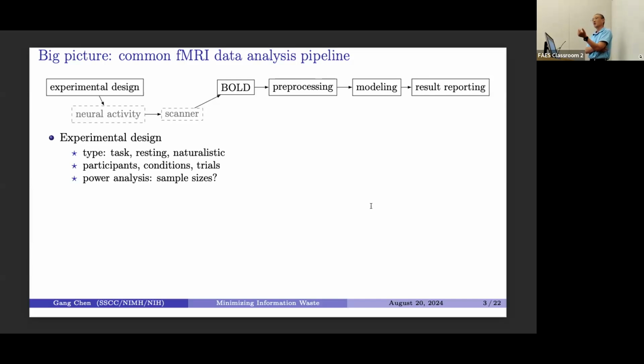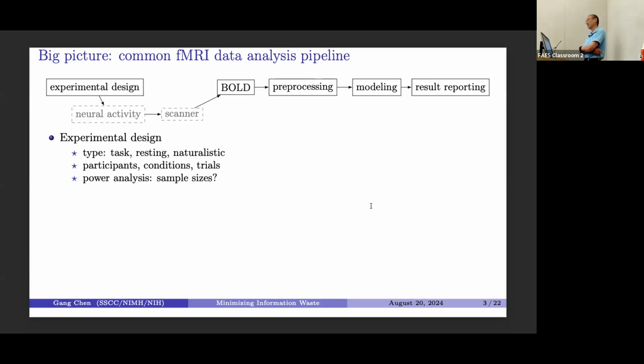Then there's a concept of trials. Each condition will need some number of trials, not just one trial, right? Like happy faces. Suppose we put 20 different types of happy faces or sad faces, not just one. Because whenever we do statistics, we need some repeated samples to give reliable measures. So those are the experiment design parameters.